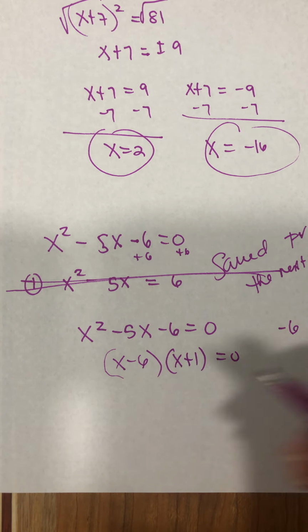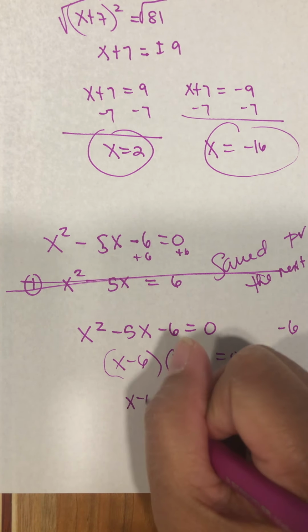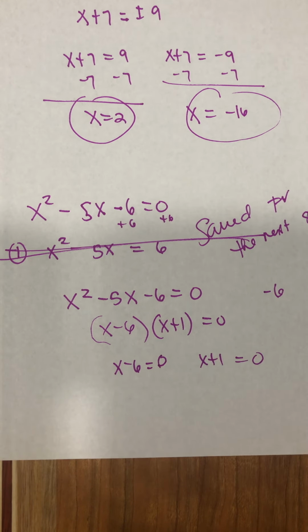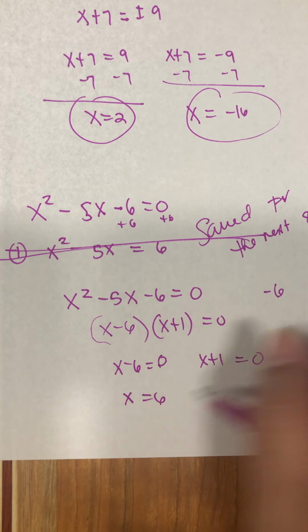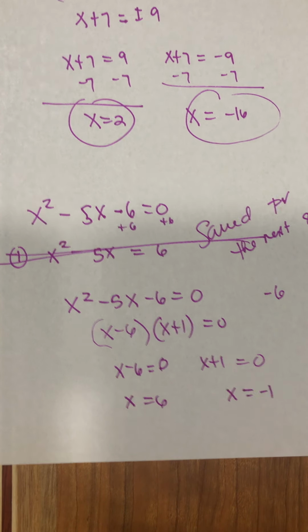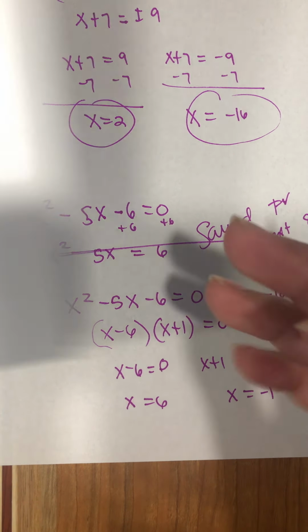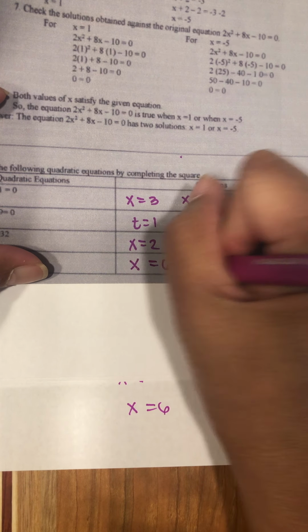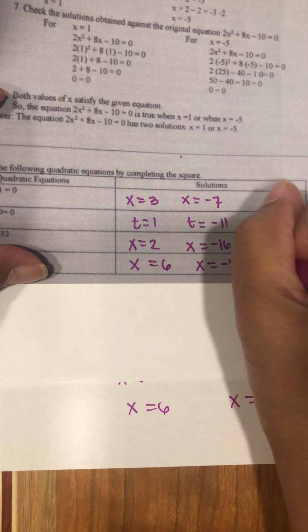So now your solutions are x equals 6 and x equals negative 1. So no need to do the completing the square on that one. The zero property would work already. So x equals 6, x equals negative 1.